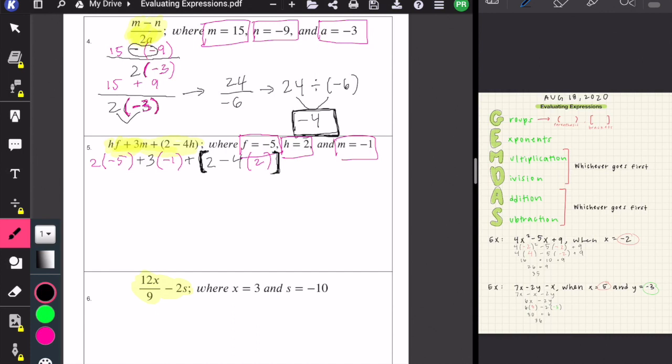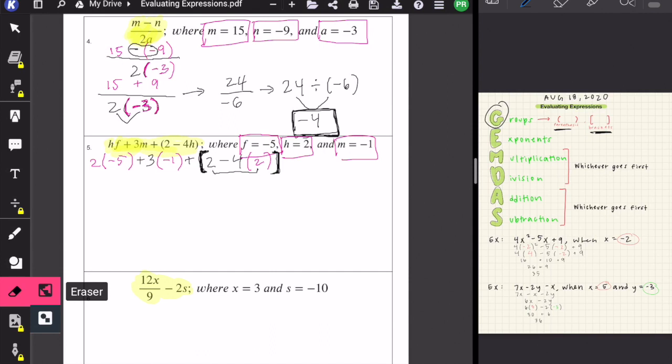All right, so look at that. Do we have any groups? Why, absolutely, we do have a group. We have parentheses and we have brackets. So usually what we do first is whatever is inside this quantity, this group, okay?